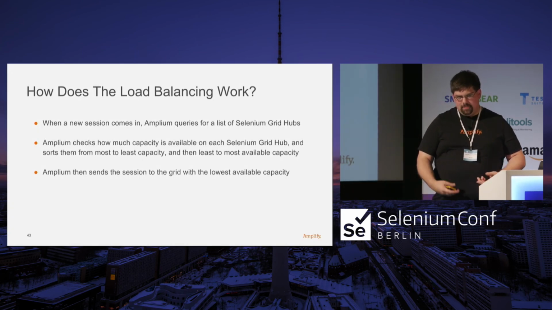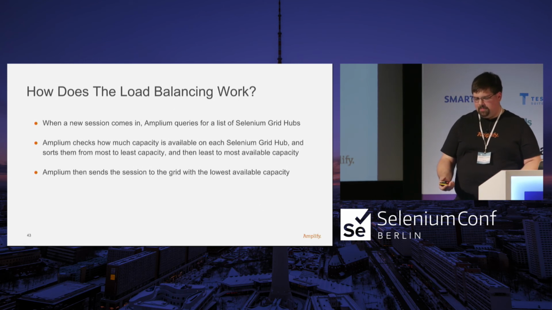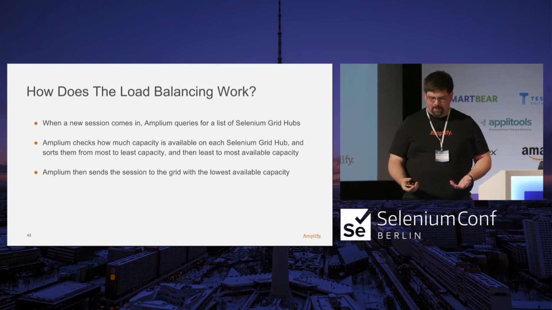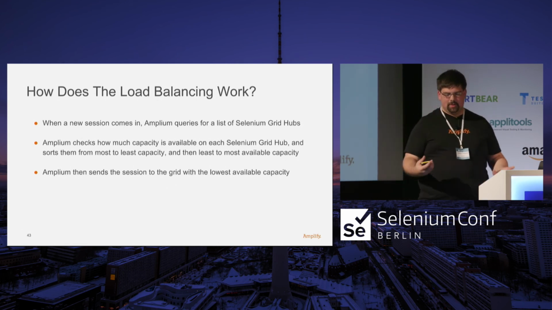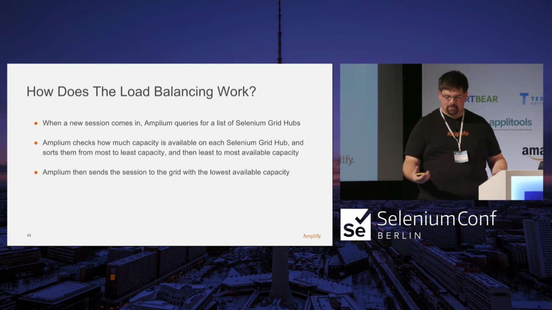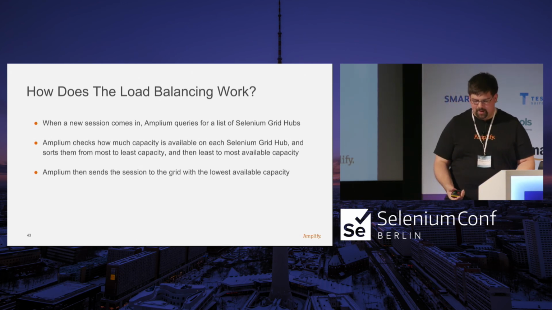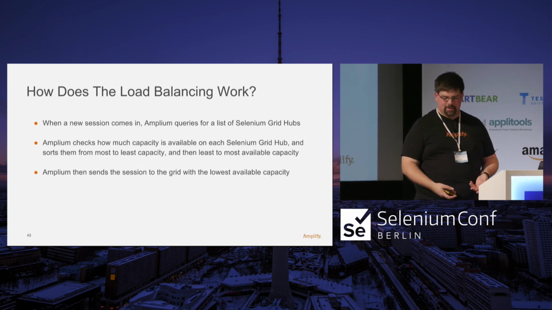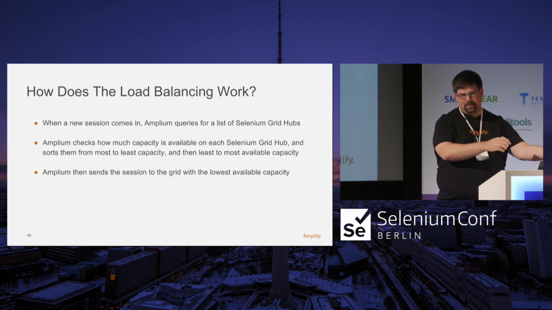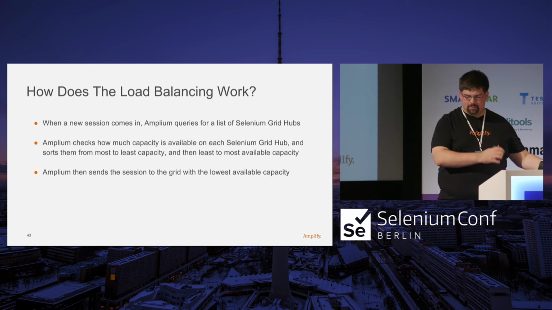And to jump into how the different parts of Amplium work, we have load balancing. When a new session comes in, Amplium queries for a list of all the active Selenium Grid Hubs out of Zookeeper. Amplium checks how much capacity is available on each Selenium Grid Hub, and it sorts them from least to most available capacity.